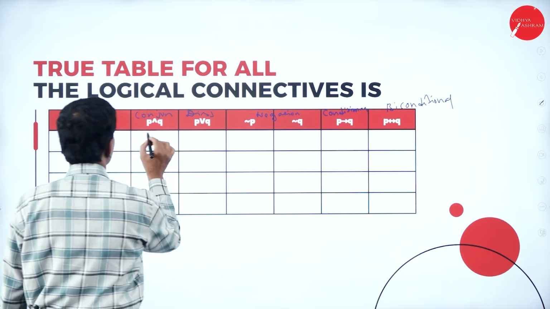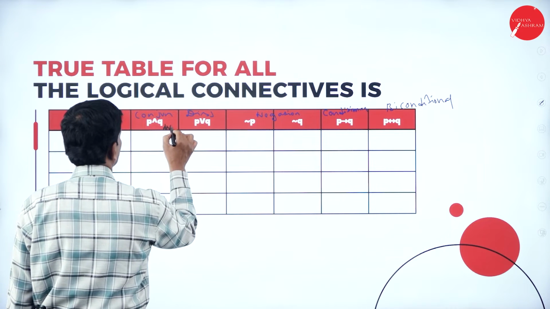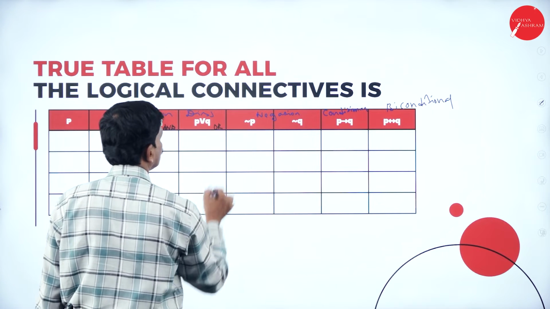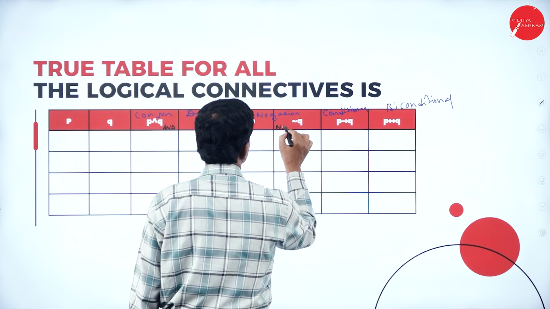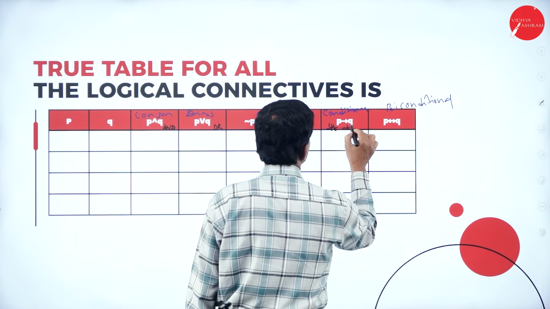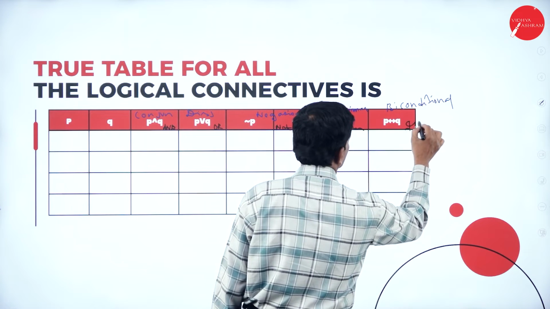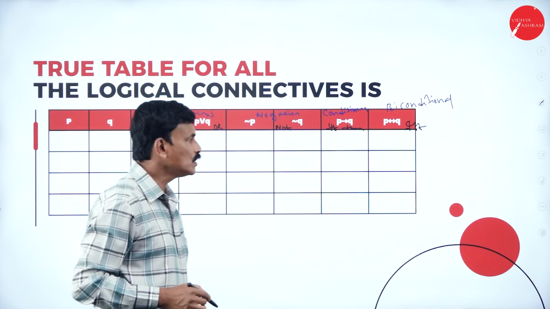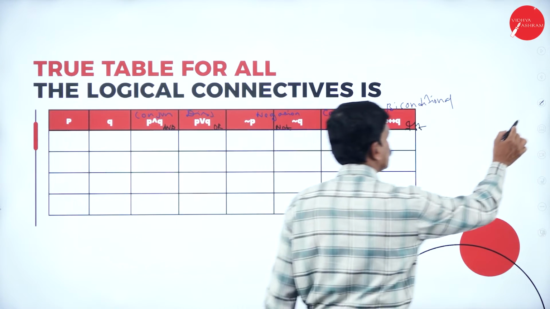Right. So this is AND, this is OR, this is NOT, this is if-then, and this is if and only if. Right. Now, let me write the truth table.